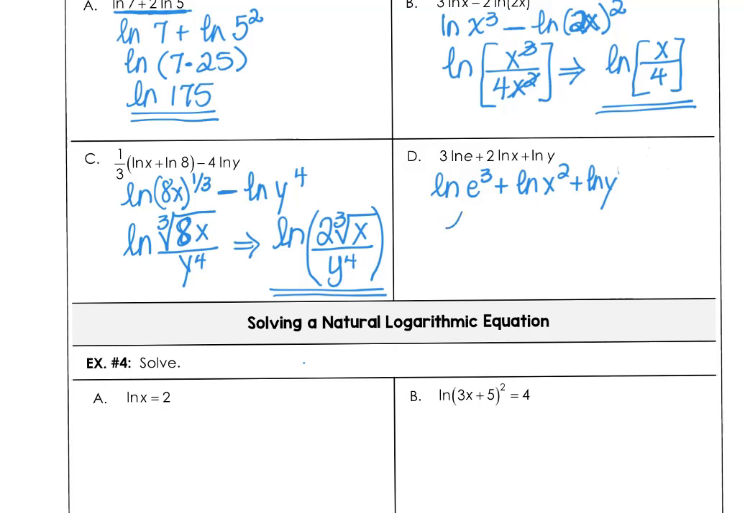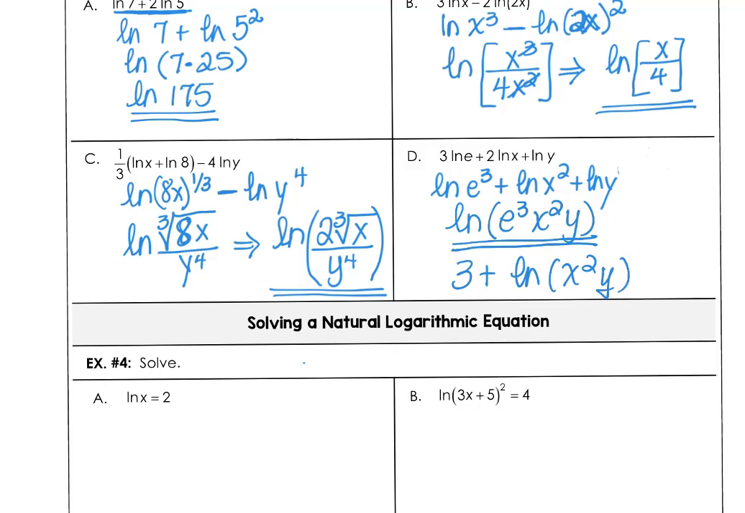So we're going to make it the sum of 3 logs can be the product of e cubed, x squared, and y. This way I'm following the directions, writing the expression as a single logarithm instead of writing it as 3 plus the natural log of x squared y, since that's not a single logarithm. So it's just a preference, whatever your teacher prefers.